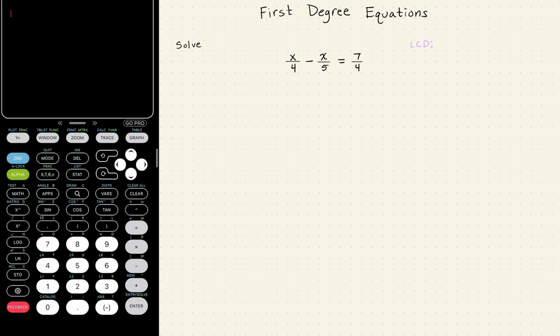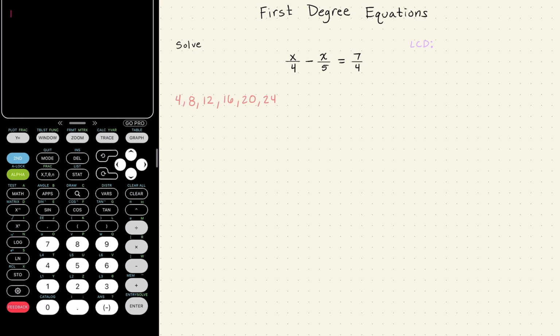So numbers that 4 goes into: 4 times 1 is 4, 4 times 2 is 8, 4 times 3 is 12, 4 times 4 is 16, 4 times 5 is 20, 4 times 6 is 24, and I think I'll stop there.